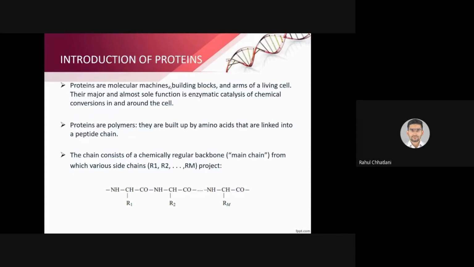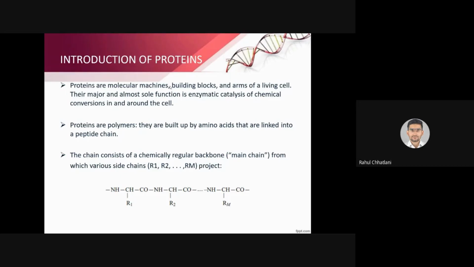So we'll see the definition. Proteins are molecular machines, or building blocks and arms of a living cell. A living cell needs some information to be transmitted within itself. From the nucleus, from DNA, if any enzyme has to be made, protein will be responsible, and for that enzyme or the protein that is formed through such a process to act, it is required that proteins work accordingly. Proteins are polymers.